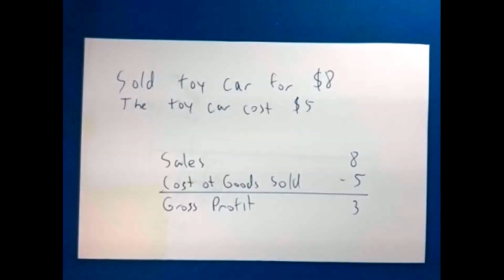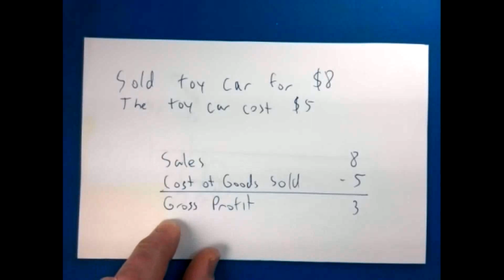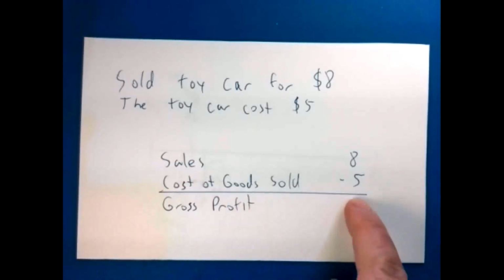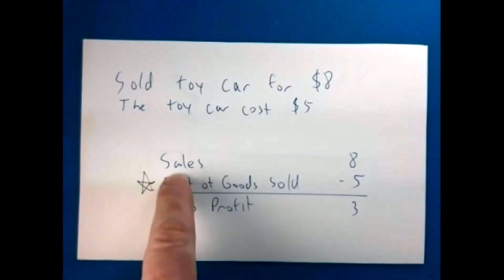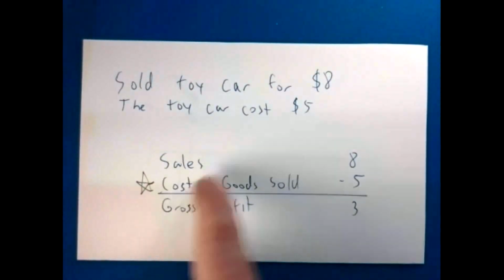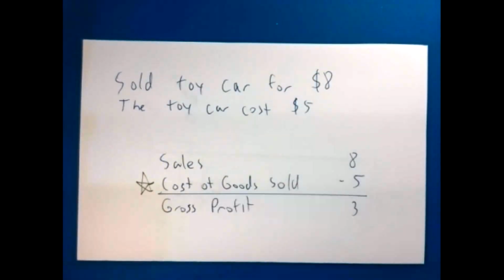Okay, and again, it really is just this, but it's a little bit tricky because we have different costs. The cost of goods sold is the tricky part here. This is the difficult one. Sales are easy, you just subtract them out, but the cost of goods sold is the hard part.